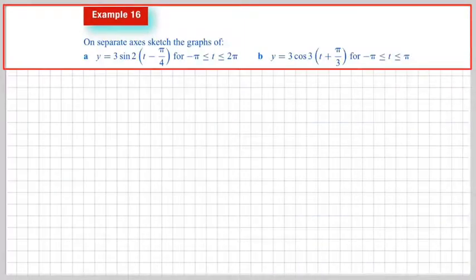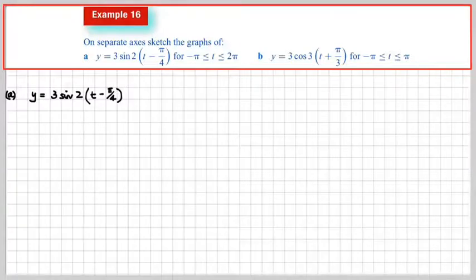Now, what do we got here? On separate axes, these are getting a little bit more nasty now, because these have got translations in them. This has got a horizontal translation of pi on 4 to the right. This has got a horizontal translation of pi on 3 to the left. So we better gird our loins, guys, and go for it. Let's write it out and summarise what we've got.